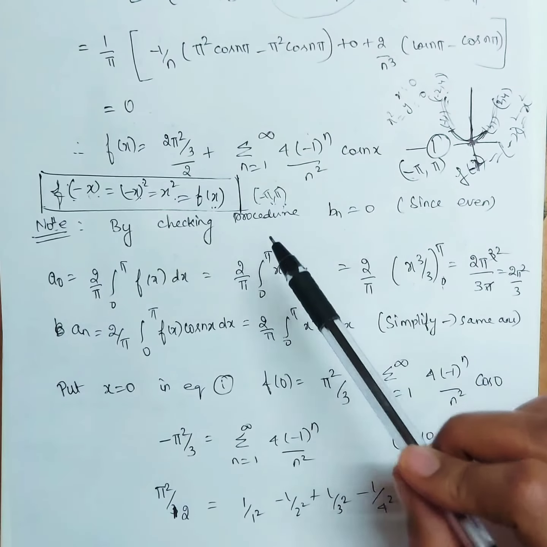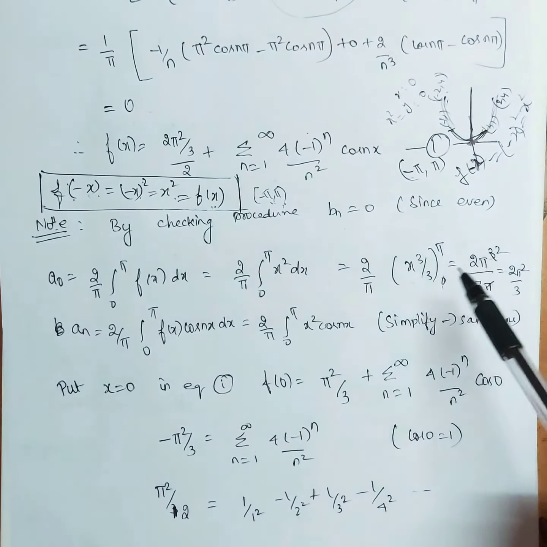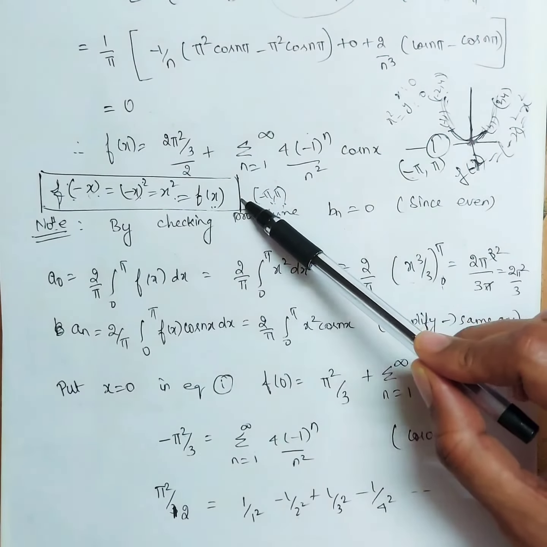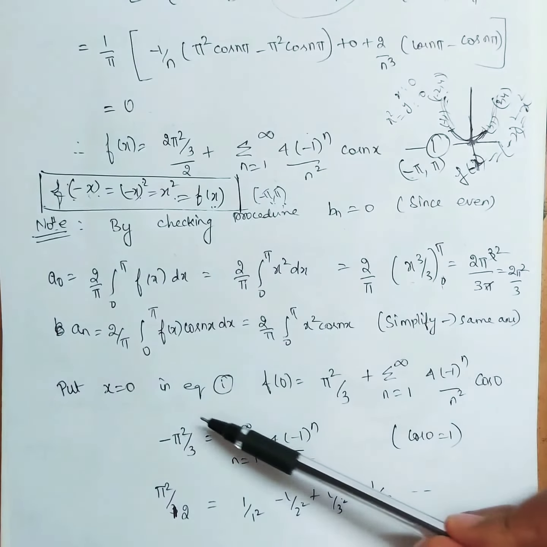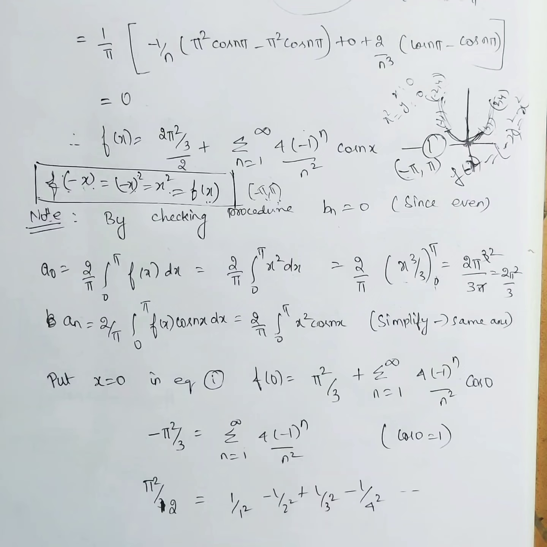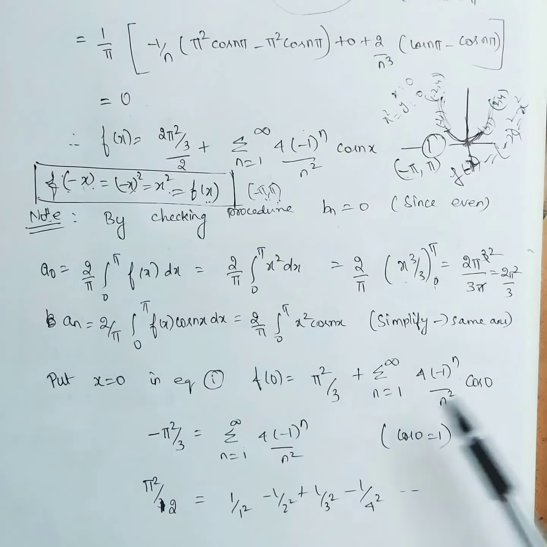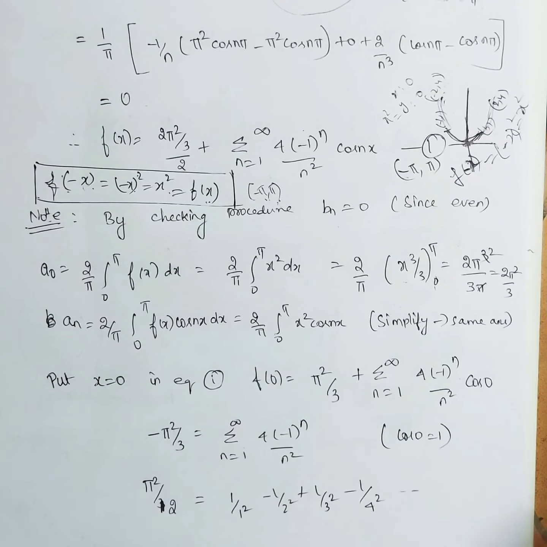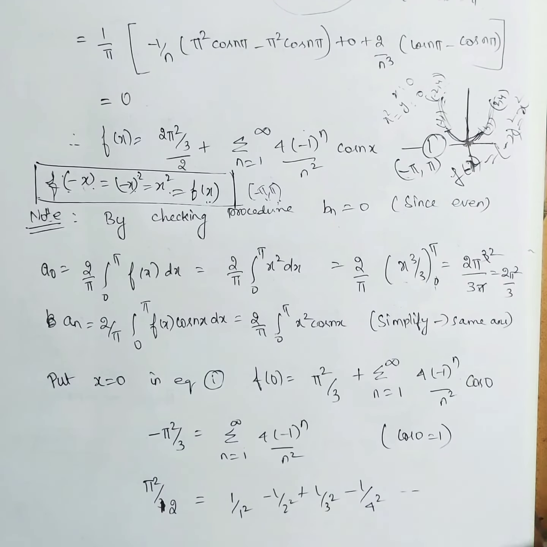And once we have written in the paper that yes, the function is even, either you have to prove it graphically or you have to prove it mathematically, then directly you can find a0 and an, no need to find bn, and you can write bn is equal to 0. So this is the advantage of finding whether a function is even or odd. So you'll get the same answer. And one more thing, most of the problems will ask you to deduce something. So what is the advantage of it?